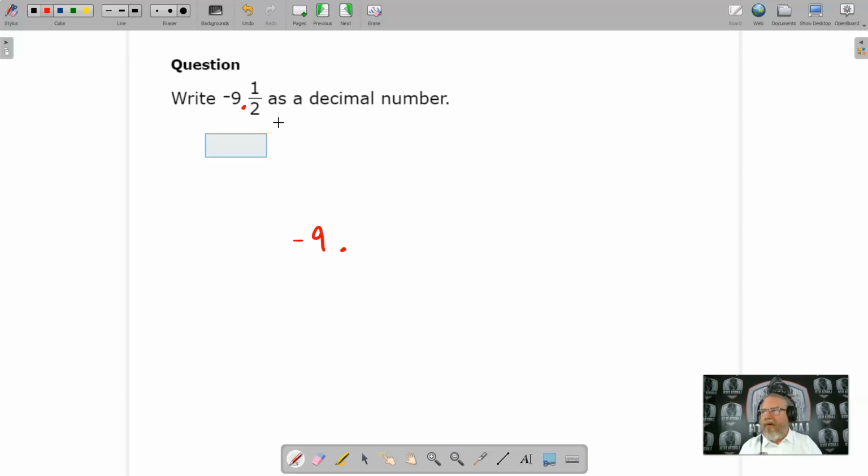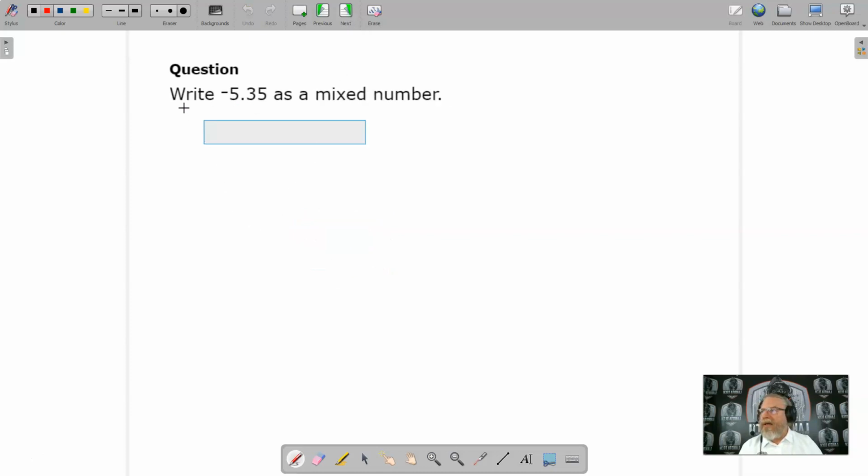Well, we've seen that before in the very first problem, I think it was, where we had to convert 0.5 to a fraction, and we got 1/2. So if we convert 1/2 to a decimal, 0.5, then we're going to end up with that 0.5 there. So our final answer would be -9.5.